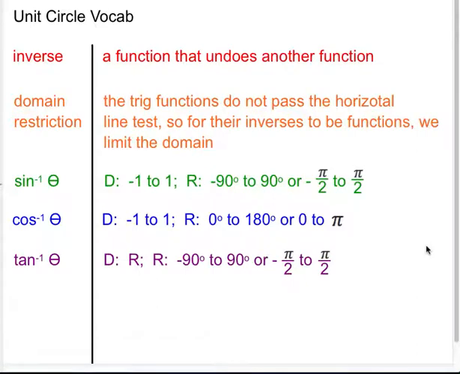So we've looked at evaluating unit circle for sine, cosine, and tangent. Now we're going to take a look at the inverse trig functions. So first of all, a reminder of what an inverse is. It's a function that undoes another function.